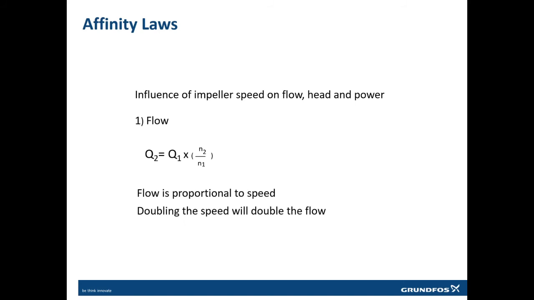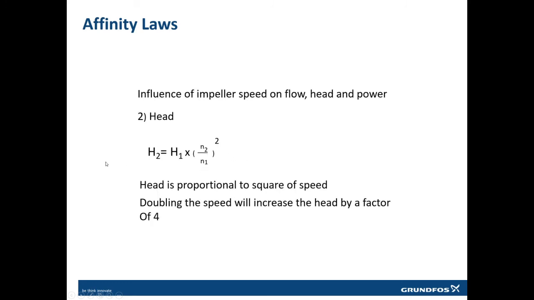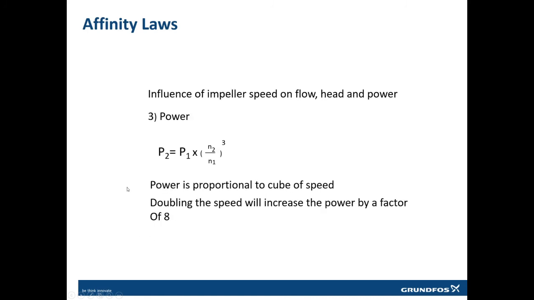Now, if I reduce the speed to half, my flow will be half also. So this is directly proportional. My flow is directly proportional to my speed. But if I reduce the speed in half, my pressure will be reduced by a factor of 4, which is a big reduction, and the power is an even bigger reduction.